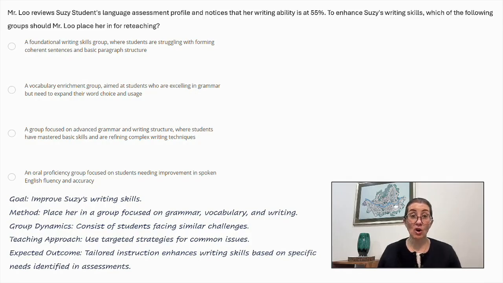So based on the earlier description of Susie, we can eliminate an oral proficiency group because it is writing skills that Susie requires additional assistance with.